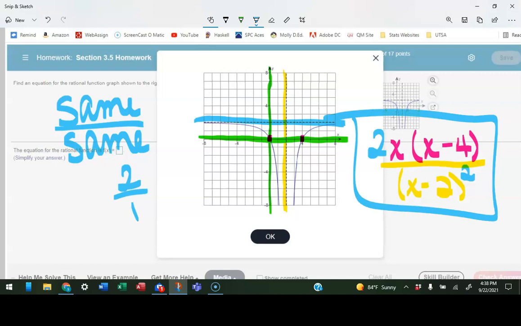So that is another possible equation. So do your x-intercepts first. Do your y-intercept. Do your vertical asymptote. Do your horizontal asymptote. And then see if you need to incorporate a coefficient. So that is 3.5.